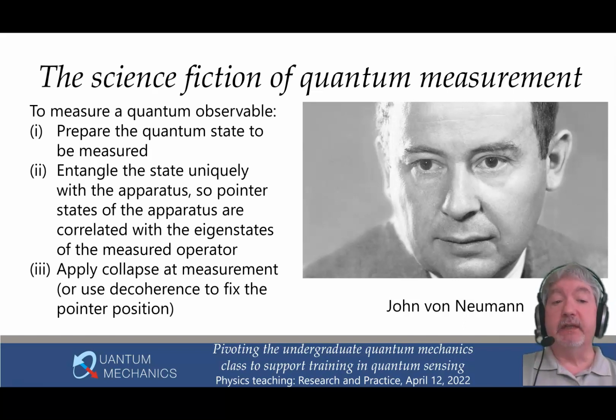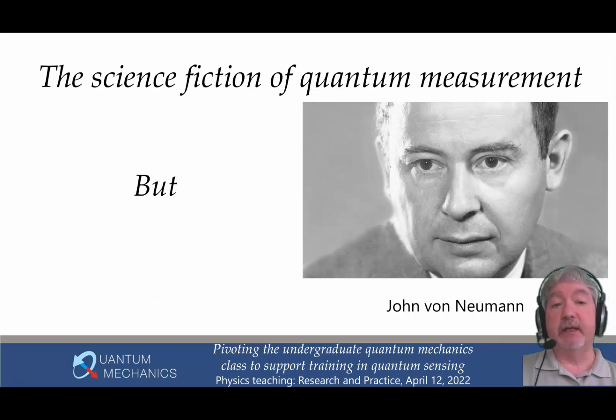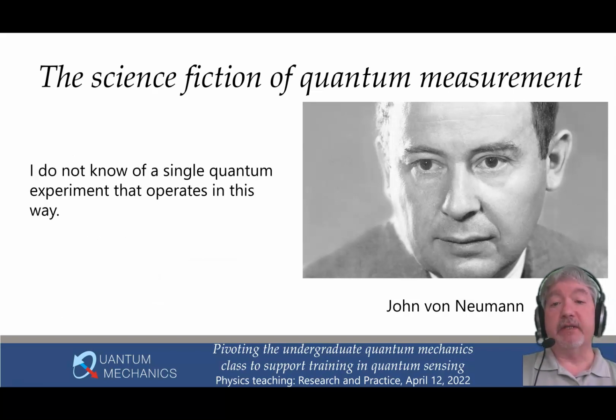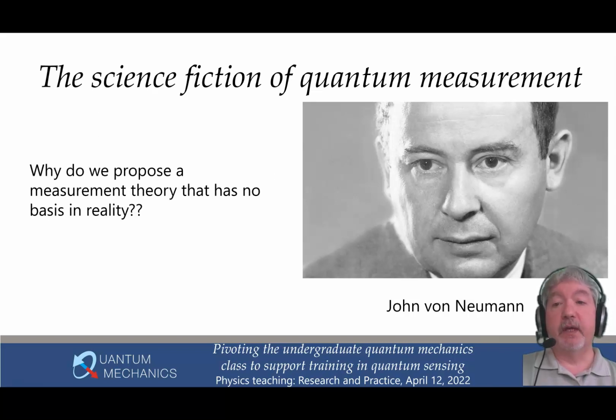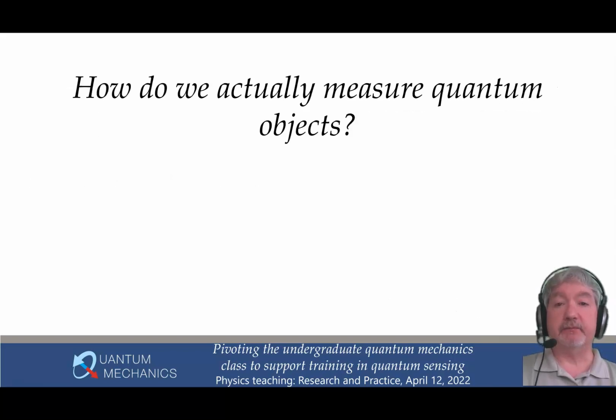Now, this is very logical, very clear, and it really sounds like a great way of describing an experiment. But there's one really major problem with this entire theory of measurement, and that is that I don't think there's a single quantum experiment that actually operates this way. So we should not propose a measurement theory that has no basis in reality. How do we actually measure quantum objects?